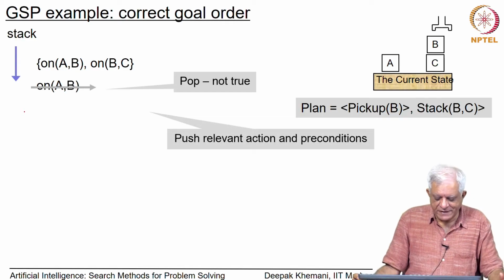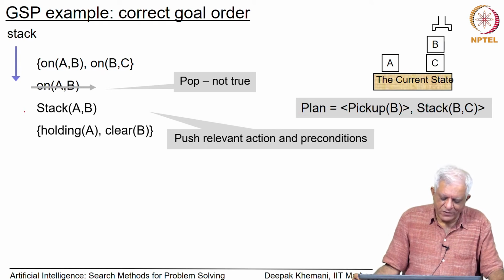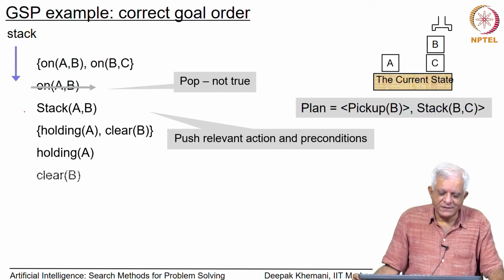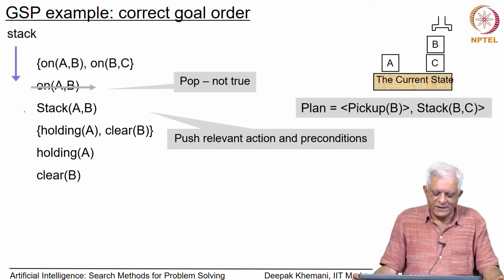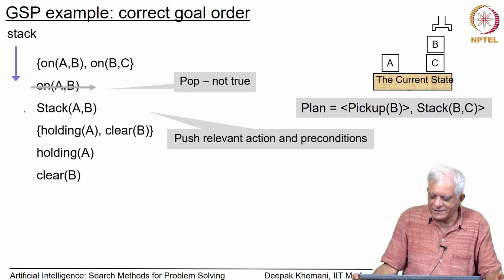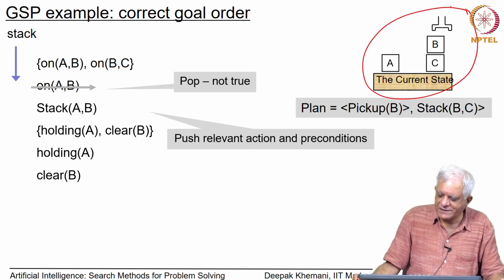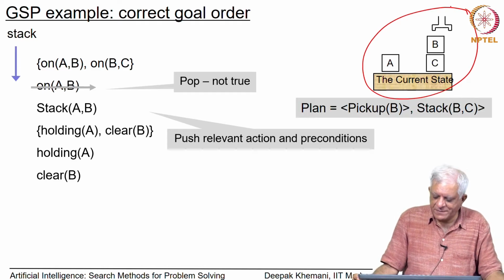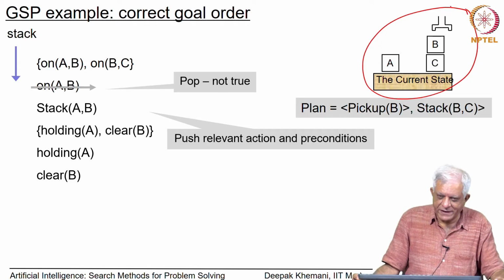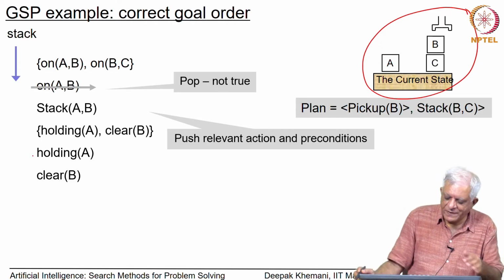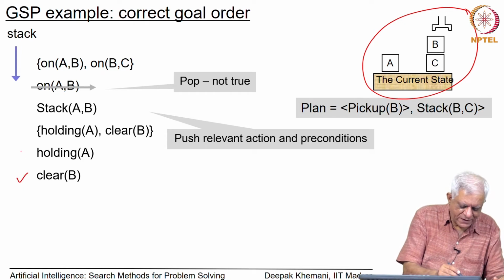So, it will push the relevant action and its preconditions. The relevant action for achieving on A B is stack A on to B. The preconditions for stack A on to B are holding A and clear B, and then the individual goals are holding A and clear B. Now, remember that the given state has been progressed to: in this world B is on C, the arm is empty, B is clear, A is clear essentially. So, B is clear and holding A is not true. One of the things is true and the other one is not true.